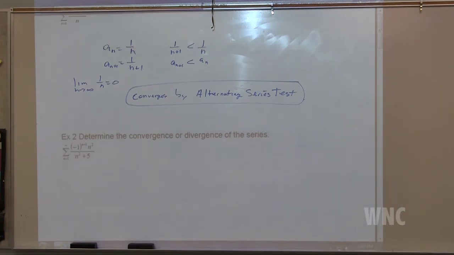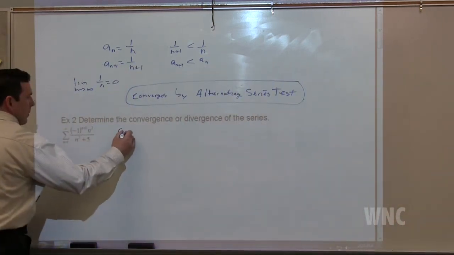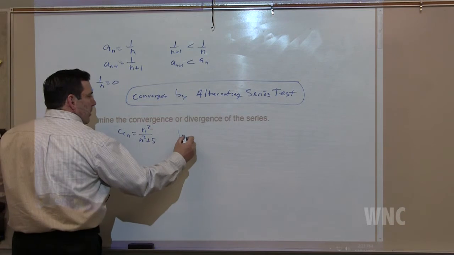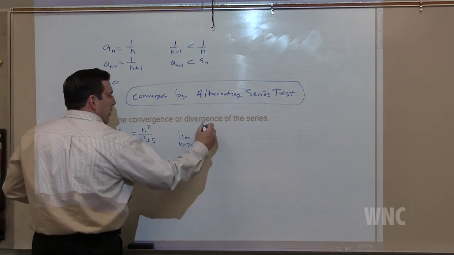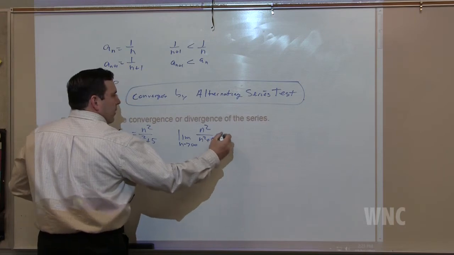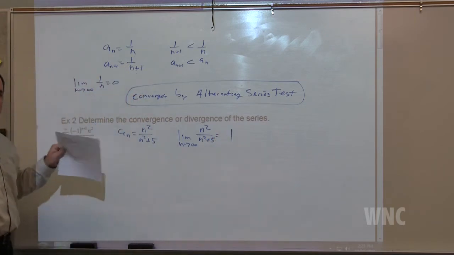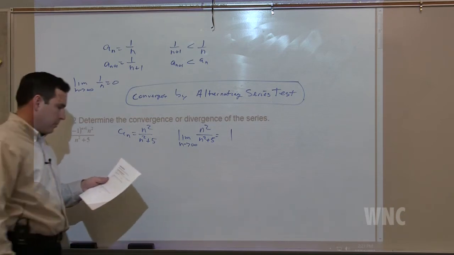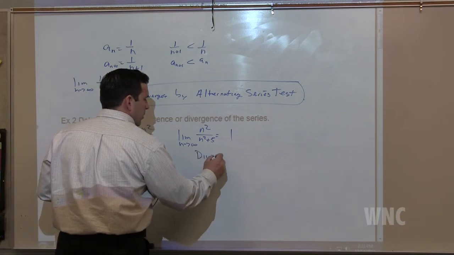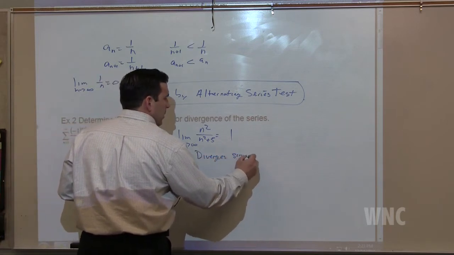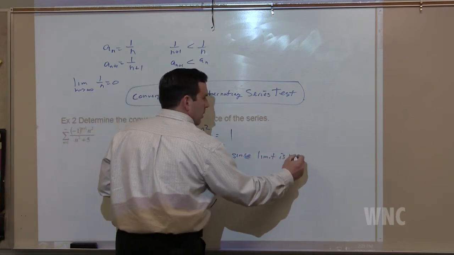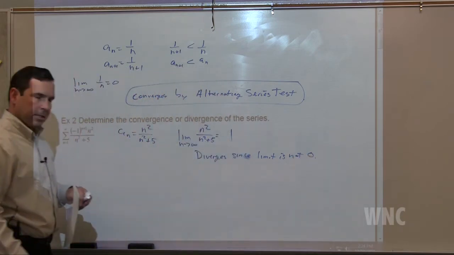We'll look at example 2. I'm just going to scroll this up to that point. In this next example, the a sub n is n squared over n squared plus 5. If you take the limit as n goes to infinity of n squared over n squared plus 5, you get 1. That limit is not 0, so this will not converge by the alternating series test. So it diverges since the limit is not 0. That's it.